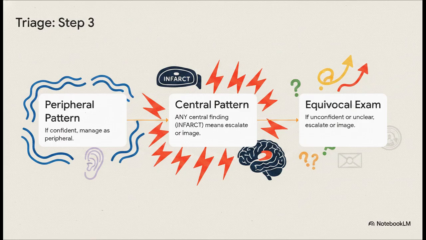If every single part of the test points to a peripheral cause, and you're an experienced clinician who feels confident in what you found, then sure, you can manage it as peripheral. But listen, if anything at all looks central, that's the infarct pattern. Or if you're just not sure, maybe the results are a bit muddy, that's not a green light. An equivocal HINTS exam is an indication to escalate or get imaging, period.